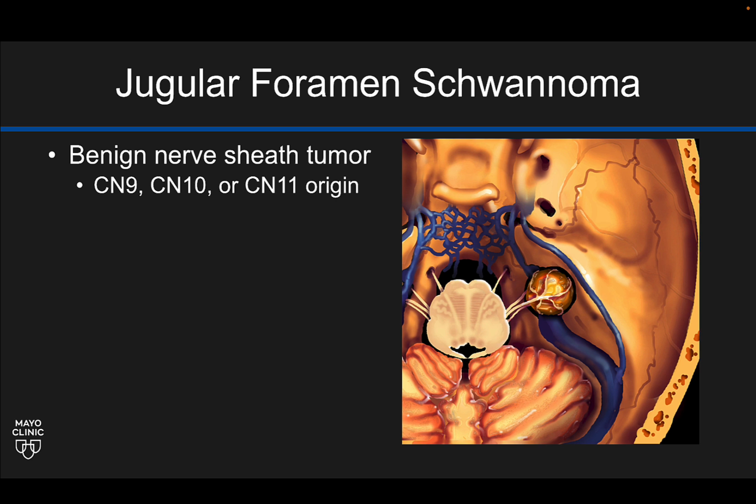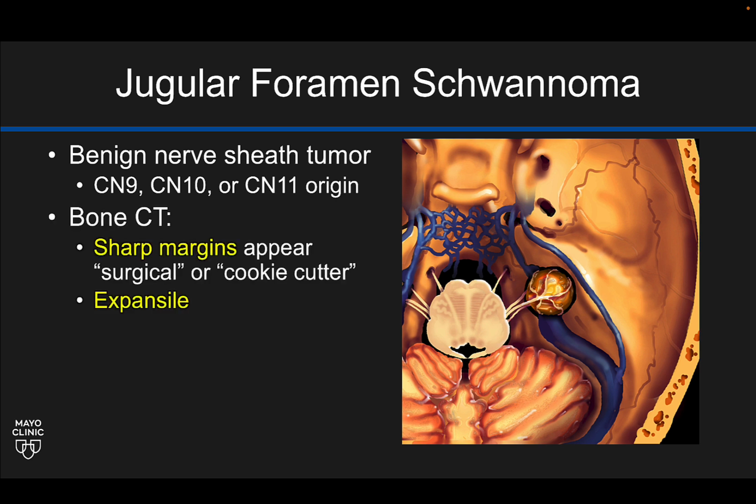So let's start off by talking about jugular foramen schwannomas. These are benign nerve sheath tumors, and when they originate in the jugular foramen, it can be of cranial nerve 9, 10, or 11 origin. Again, those are the cranial nerves that live here. What do we look for on bone CT? We look for sharp margins. They're often almost surgical in appearance or cookie cutter type appearance, often with a very thin sclerotic margin, expansile characteristic. This is because schwannomas grow very, very slowly. The bone sort of remodels around them as they slowly grow over time. They don't grow so fast that they're erosive and invasive of bone, but rather the bone has time to play catch up and remodel itself around it.